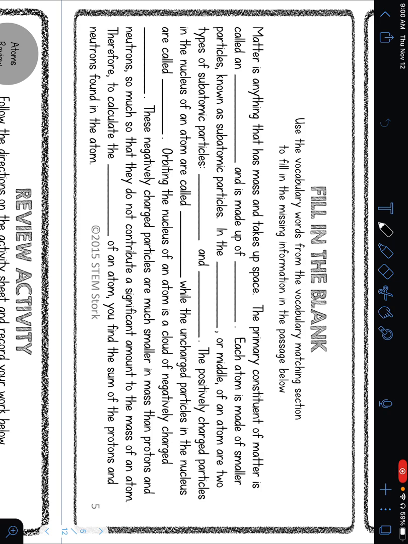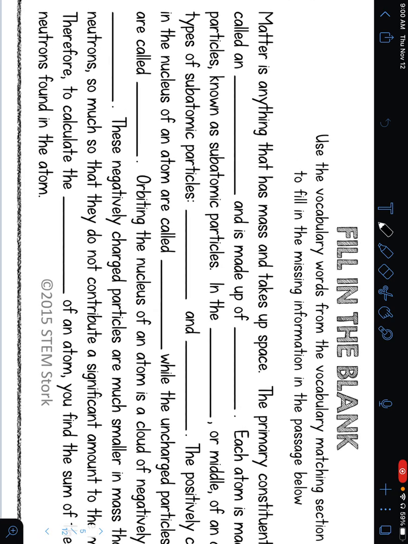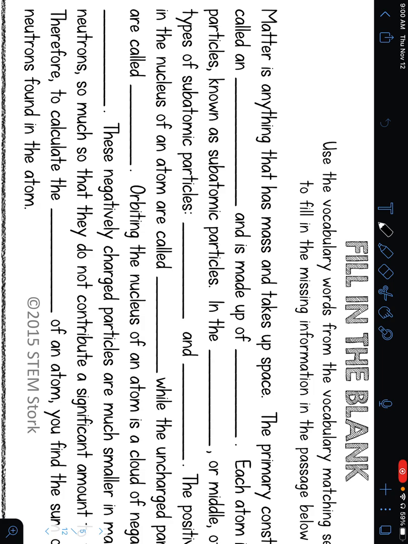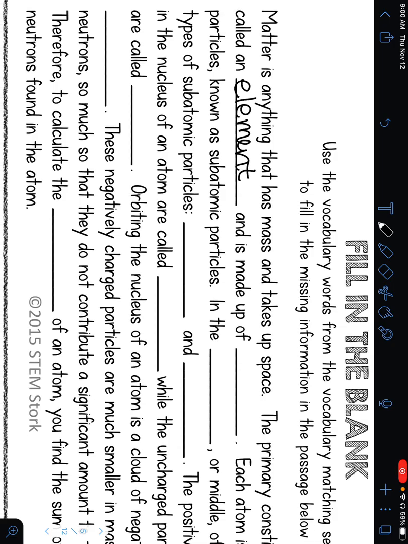Matter is anything that has a mass and takes up space. We have been learning that since the beginning of the year. You should know that backwards and forwards: matter is anything that has a mass and takes up space. The primary constituent of matter means what is the primary thing of matter? What is it called? The primary thing that matter is called, do you guys remember? It's called an element.